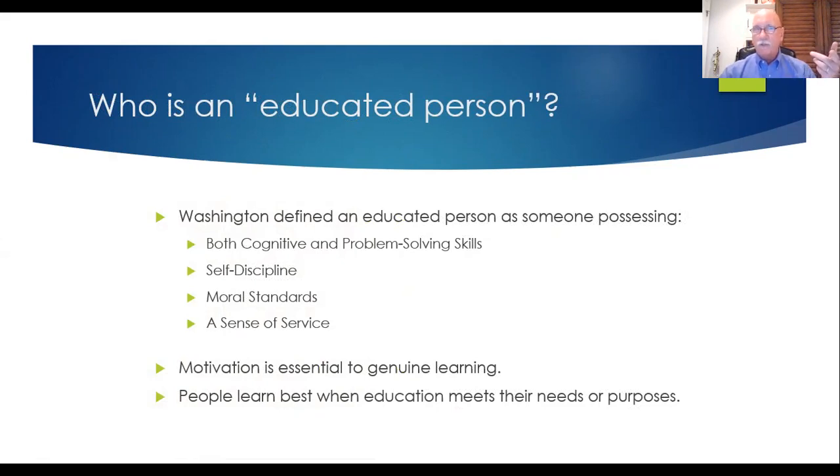The first one is the more obvious one: cognitive skills, problem-solving skills. Now, cognitive skills means abstract thinking, the ability to reason, to debate, and to apply knowledge to real-world problems, right? That's education. That's very good. That's what we want. But Booker T. Washington says, but an educated person should also be self-disciplined. Now, self-disciplined means that they overcome their weaknesses and that they try to pursue what is right, despite temptations not to. They want to do what's right.